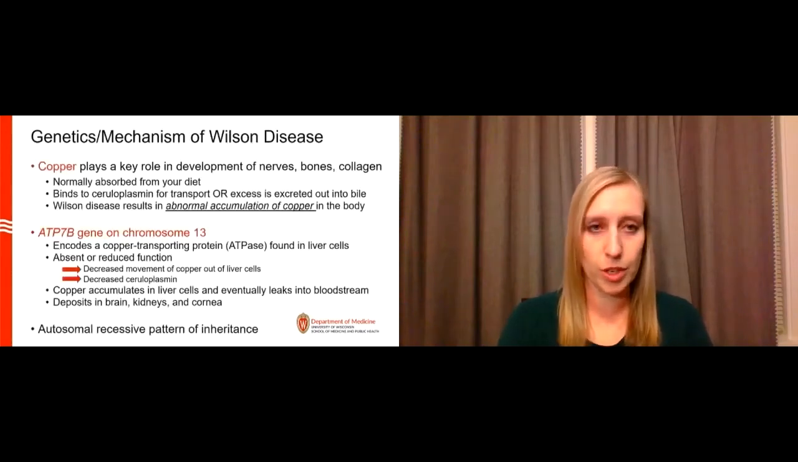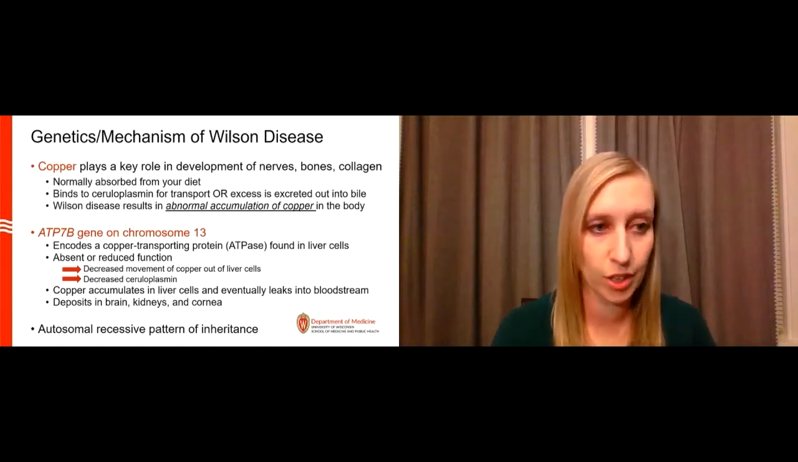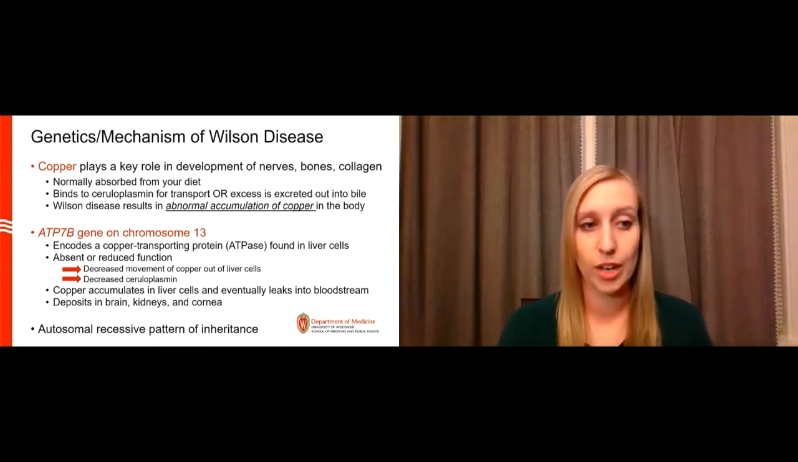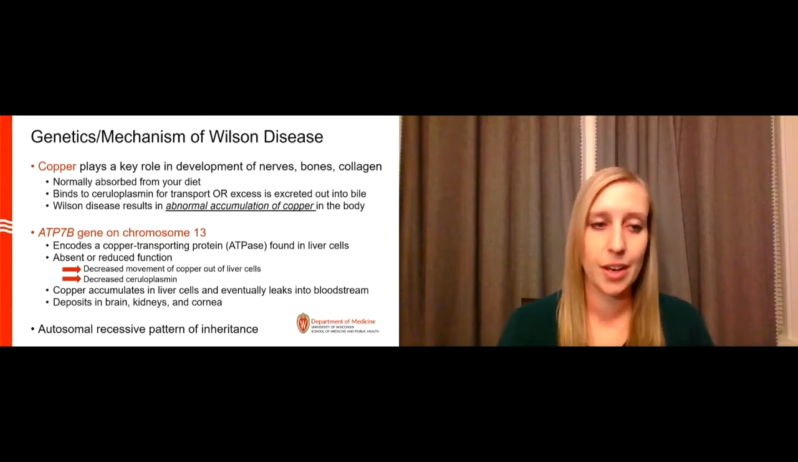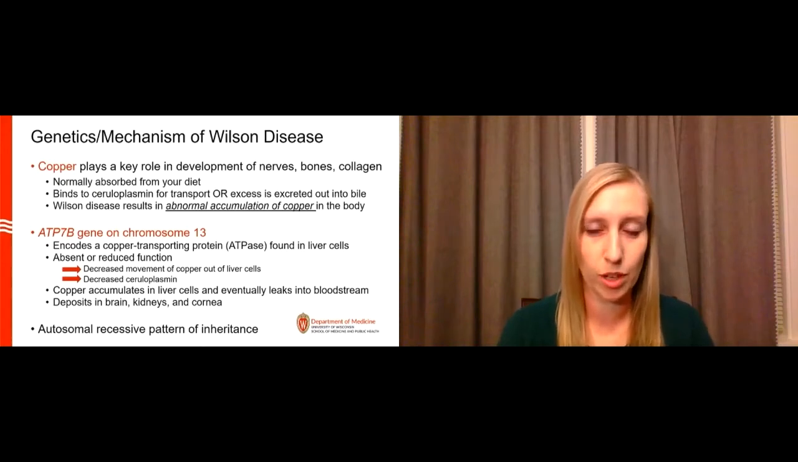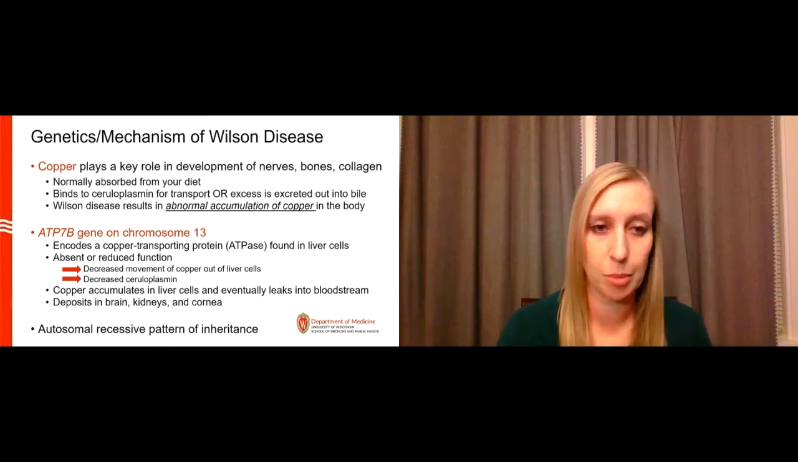Wonderful. So to review the underlying cause of Wilson disease, copper is an essential metal that plays a key role in many cellular processes, as well as the development of healthy nerves, bones, and collagen. Copper is normally absorbed from our diet into the stomach and GI small bowel tract. From there, copper is bound to ceruloplasmin, a protein, to transport throughout the body to where it's needed, or the excess copper is excreted out of the liver into the bile and then out of the body. And so Wilson disease results in an abnormal accumulation of copper in the body.